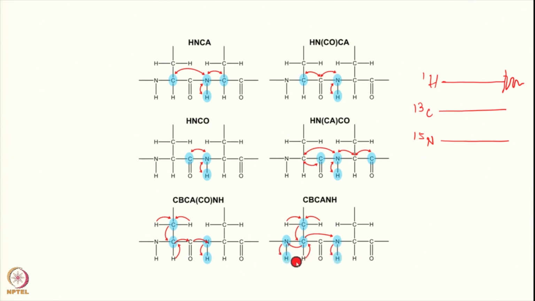What correlation do they establish? They will establish correlations within the same amino acid residue up to the C beta carbons, but this experiment will also establish a sequential correlation, because it has the two amide protons of two consecutive residues involved. This is one residue here and this is the next residue here. So you will establish correlations not only within the same amino acid residue, but from one residue to another amino acid residue.